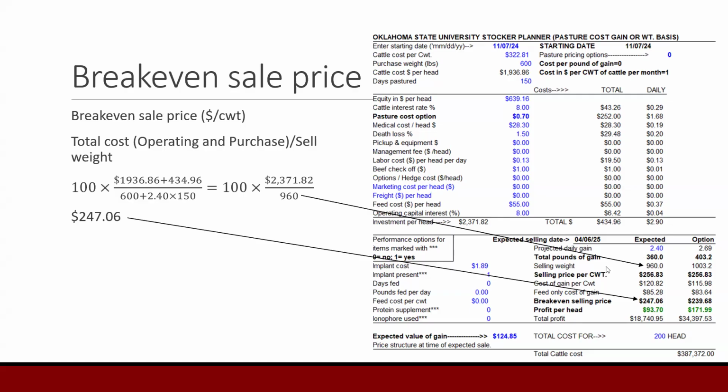Break-even sell price. If I have this box blacked out and ask you to calculate that, it's purchase price plus operating costs divided by sell weight. So in this instance, 600 plus 2.4 times 150. We multiply by 100 to make it on a dollar per hundredweight basis instead of a dollar per pound basis. So our break-even selling price was 247.